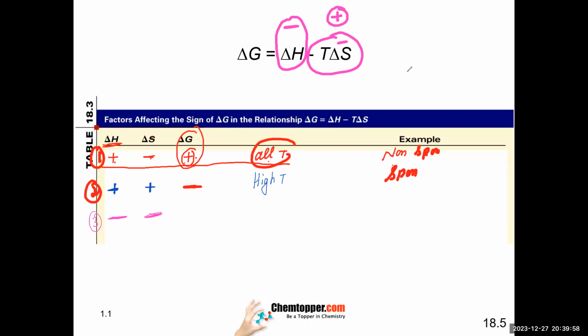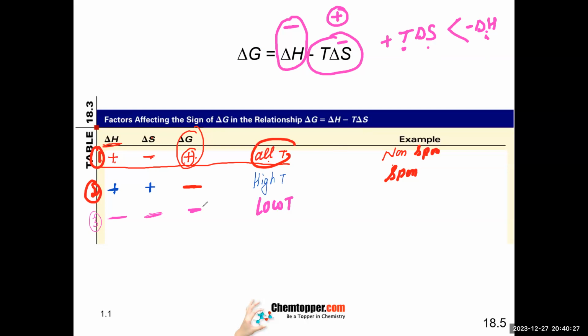What do you want? Which one should be greater? T delta S here is positive and delta H here is negative. What do you want greater, the negative value or the positive? You want the negative value to be greater. How can we have this negative value greater? At low temperature. I think Atharva is answering correctly. Low temperature. Then this delta G will be negative.